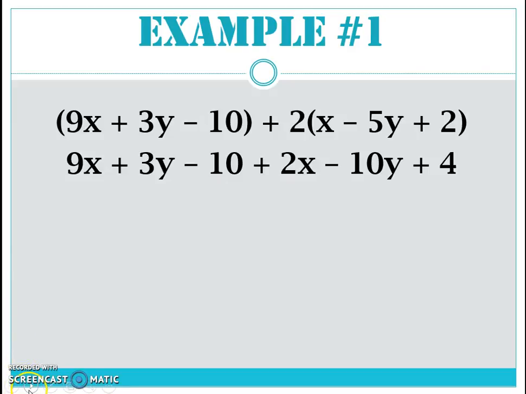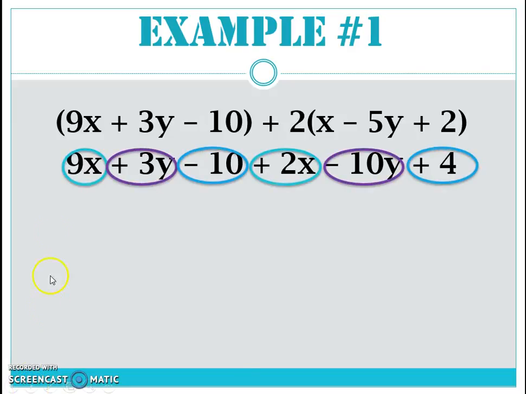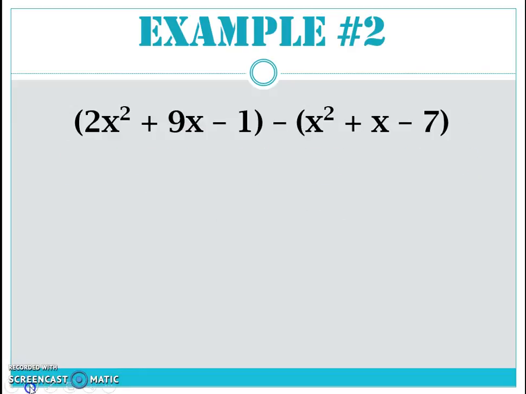So anything with the same variable and the same exponent can go together. So our light blue ones have x's, and so those can be added together. So the 9x and the 2x make 11x. Then the purple ones, the 3y and the negative 10y, make negative 7y. And then finally, the blue ones, negative 10 and 4, make negative 6. And that's it. It's simplified. You can't go any further.